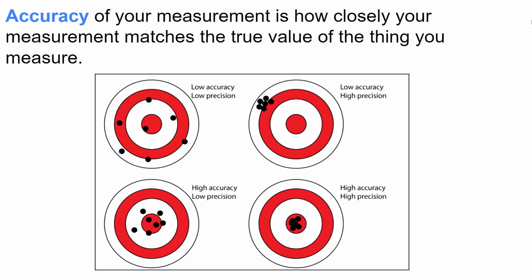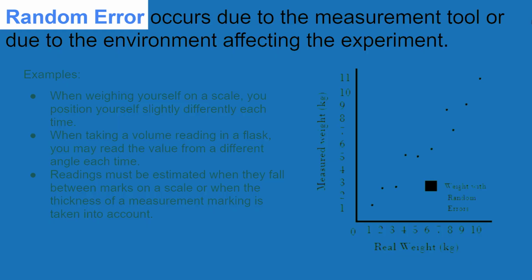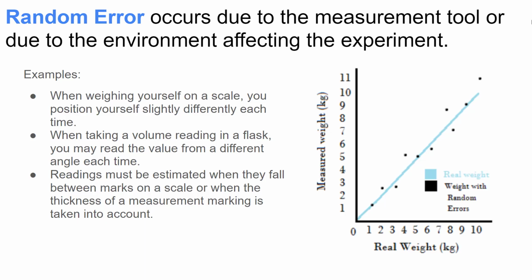Both precision of your tools used and the accuracy of our measurements plays a large role in uncertainty in science, but they are not the only factors that affect uncertainty. To reduce the uncertainty in an experiment, there are two major forms of errors that we have to reduce. One form of errors is random error. Random error occurs due to the measurement tool or due to the environment affecting the experiment. These are usually factors that are unknown to the scientist or factors that cannot be controlled by the scientist.